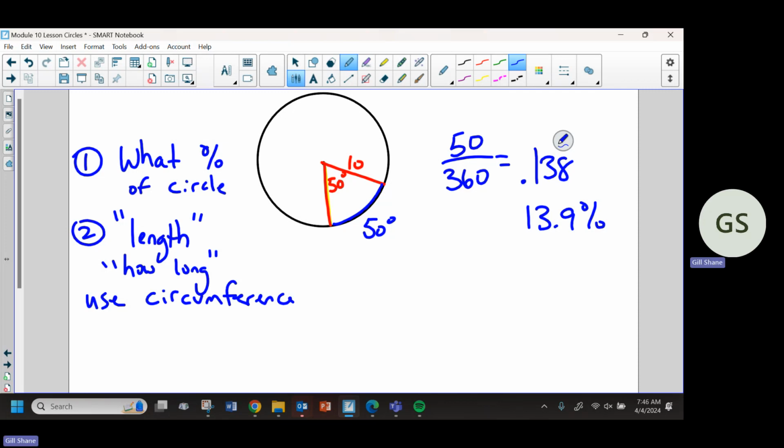That's the only measure of length. Degrees is just a measure of the percentage of the circle. 360 degrees is 100% of the circle. Radians that we learned is also a measure of how much of the circle, what percentage of the circle, not length. The only measure of length is circumference. So we're going to need the total circumference.